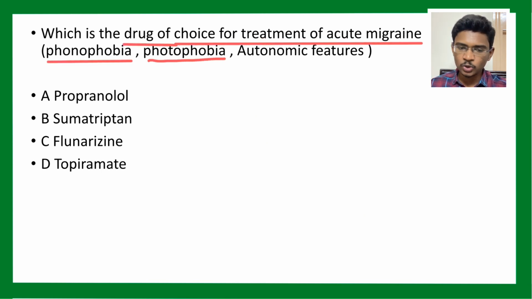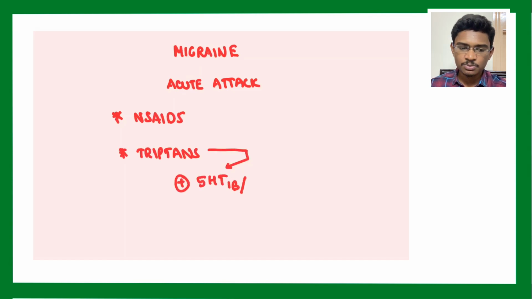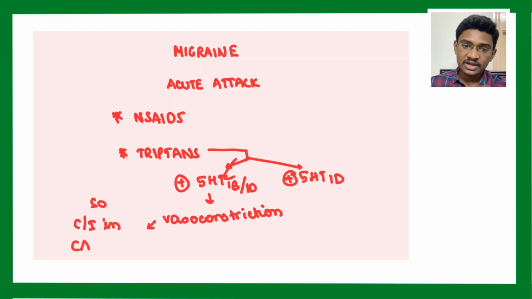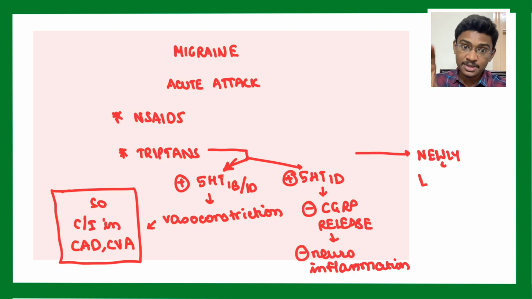See, for acute attacks of migraine, first you will be giving NSAIDs, next you will be giving triptans. The mechanism of action of triptans is that they stimulate 5-HT1B/1D, which has vasoconstrictive action. It can cause coronary vasospasm, cerebral vasospasm. So triptans are contraindicated in patients having CAD as well as CVA. Also it stimulates 5-HT1D, which inhibits the release of CGRP and the neuroinflammation is reduced. So this is the main action.